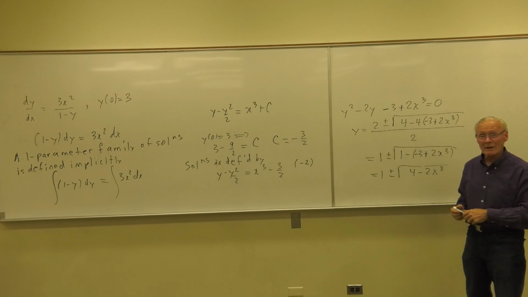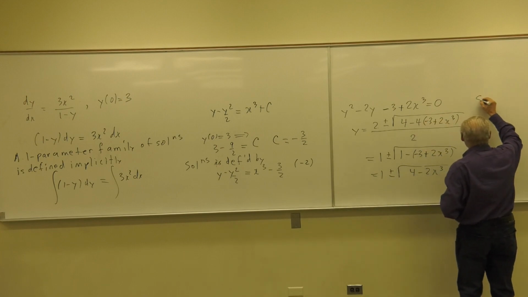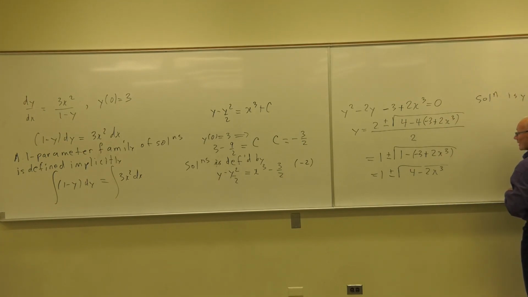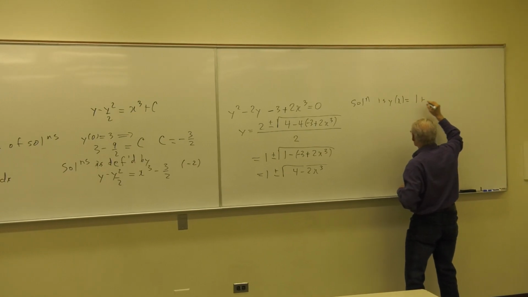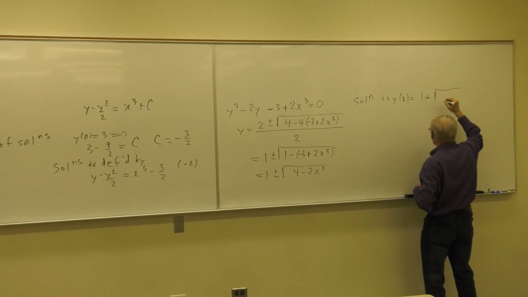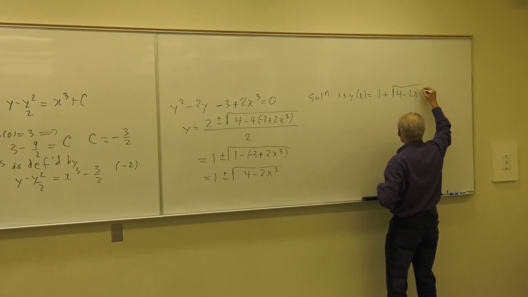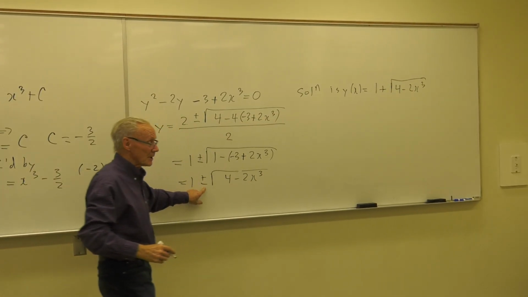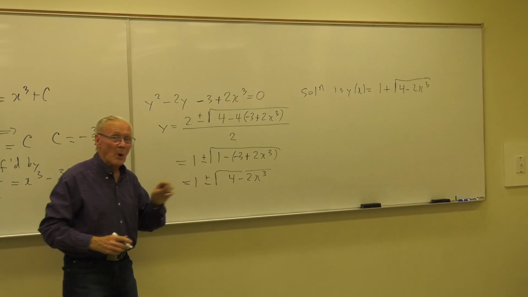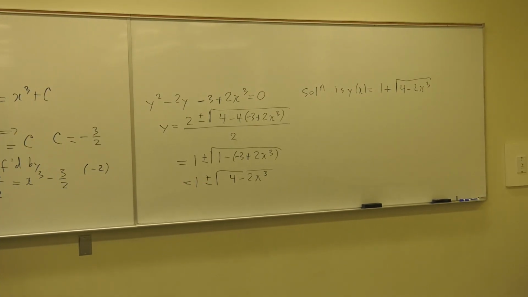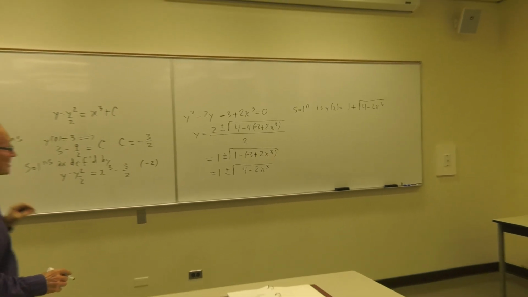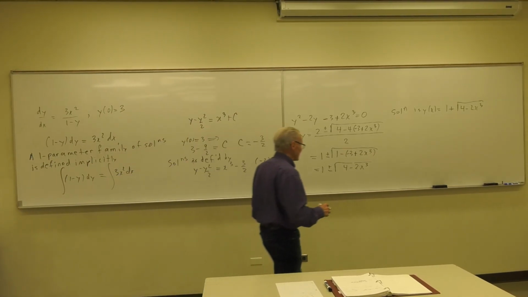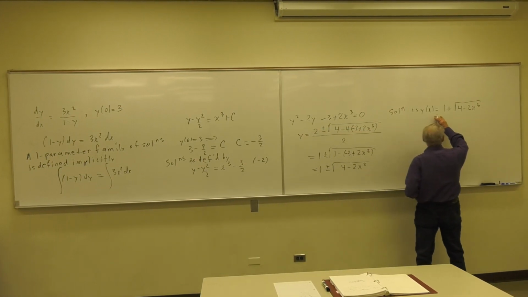That's not working. In other words, the solution is y of x is equal to 1 plus the square root of 4 minus 2x cubed. The other one doesn't satisfy the initial condition. If you check, I believe both of them will satisfy the differential equation, but it was easier to check the initial condition first, and I found one of them didn't work. So this is my solution now.